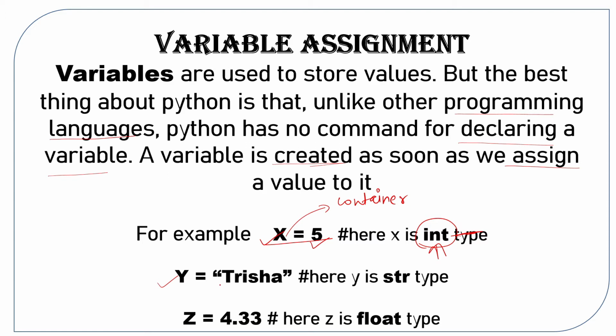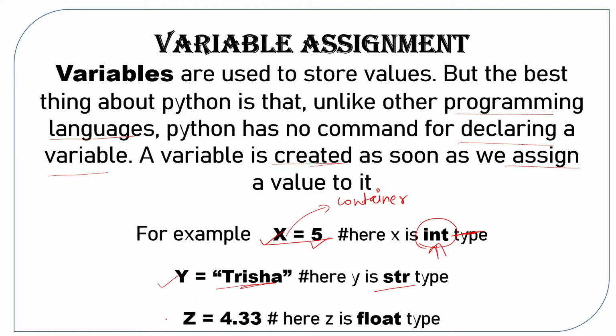y is of type string because this is in double quotes. Here y is of str type, string type. Suppose y is a container, and in this container we store the string. We store the name Trisha, which is in the form of a string because this is in double quotes.